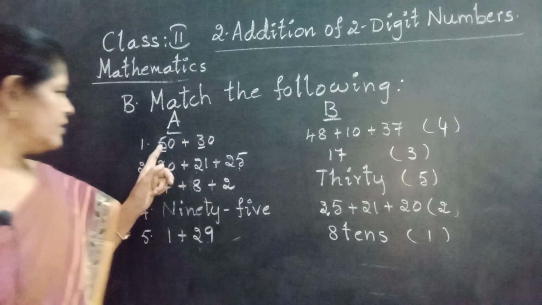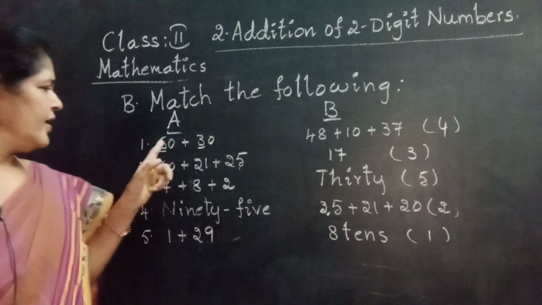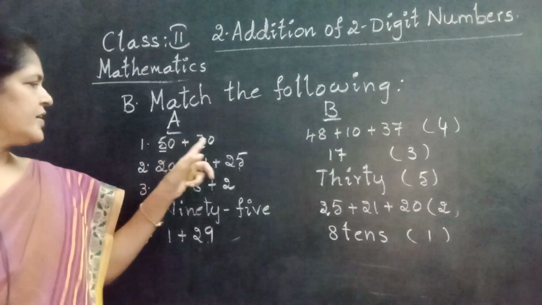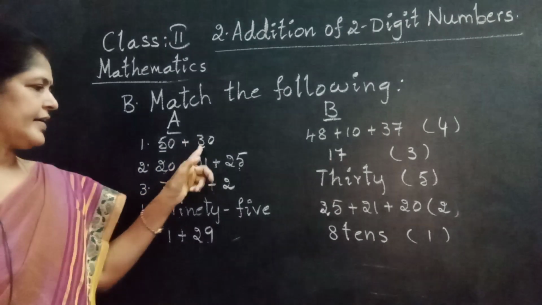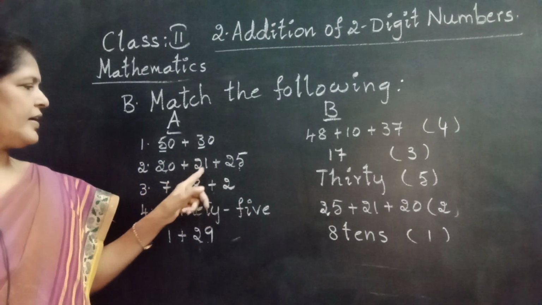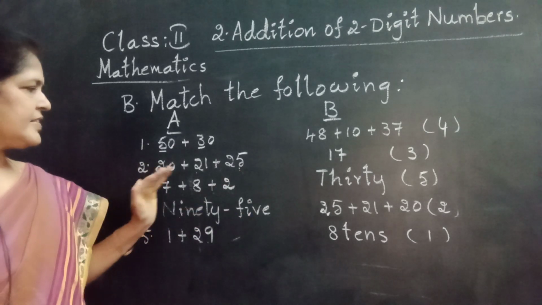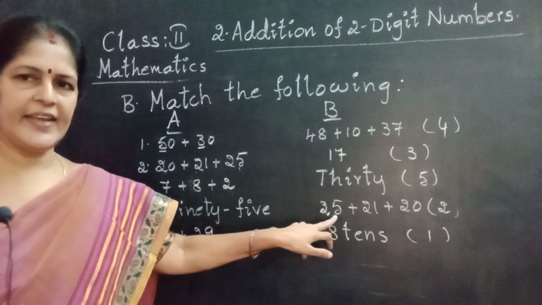See, first one. 50 plus 30 goes to 8 tens. Why? 50 means 5 tens. 30 means 3 tens. 5 and 3 make 8. That means 8 tens. Second one, 20 plus 21 plus 25. This is the given addition. The answer goes to verifying addition.